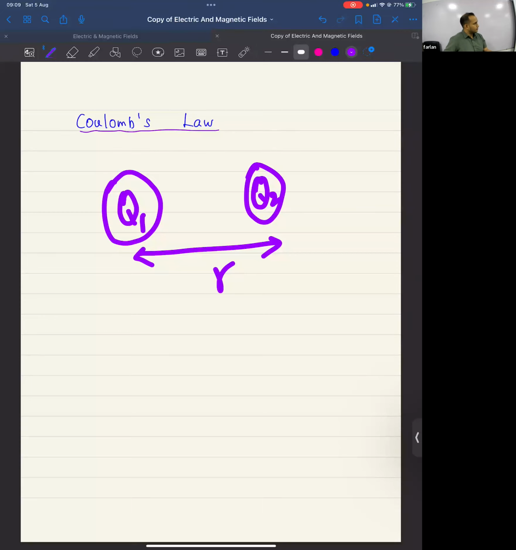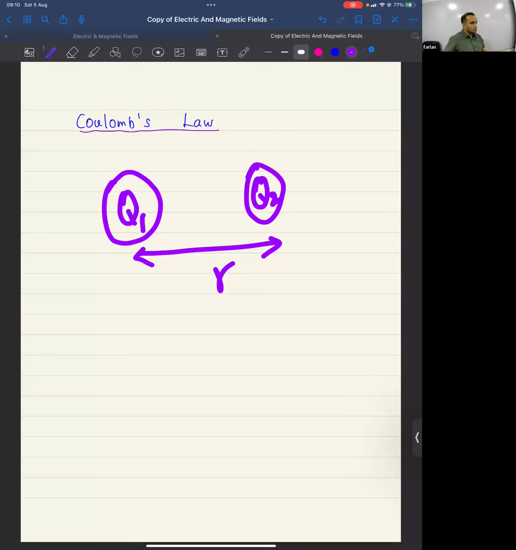Let's say you make Q1 and Q2 bigger, and you're not changing the distance. Then will the attractive or repulsive force be more or less? More. Coulomb also told the same thing. Actually, if Coulomb hadn't told that, we could have told that.